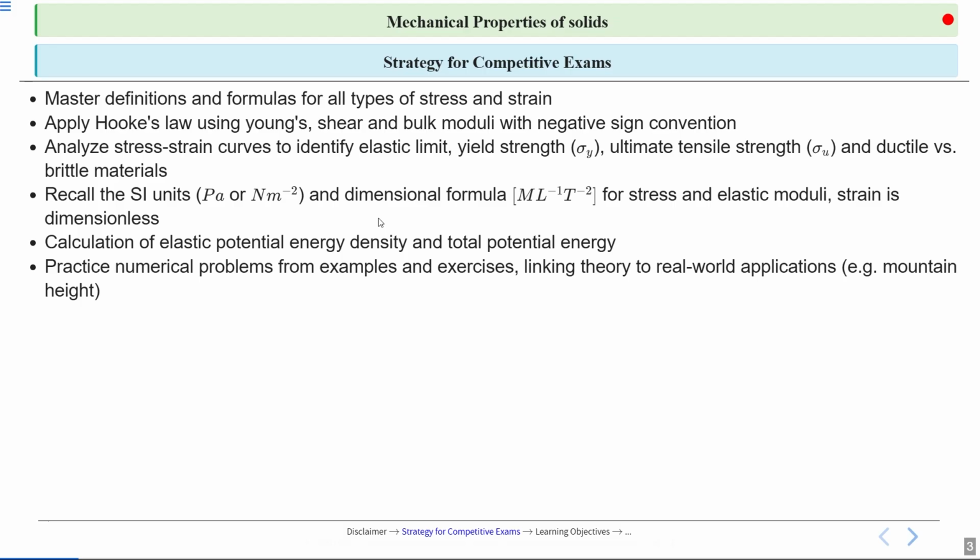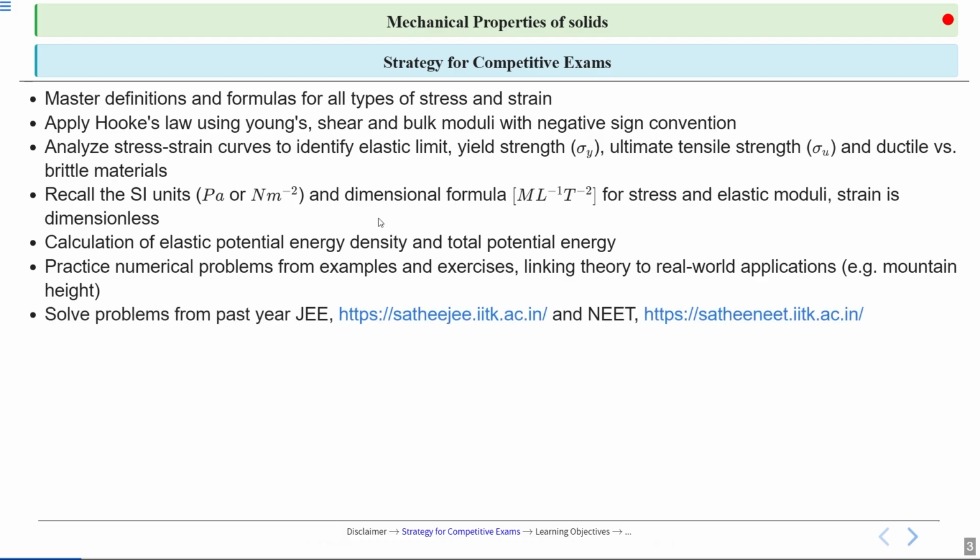Practice some numerical problems by linking theory to real world applications, such as estimating the height of a mountain. Solve problems from past year JEE and NEET papers.